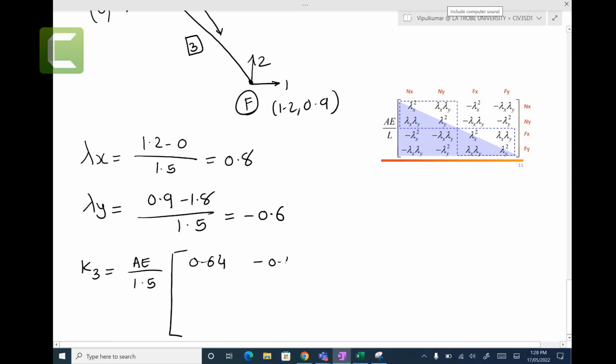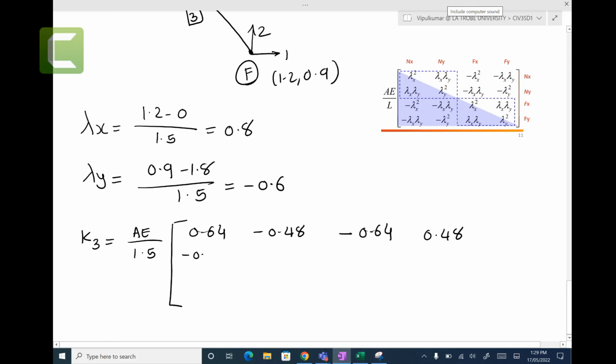0.8 times 0.6 minus 0.48. So this is a minus sign, and 0.8 squared is 0.64. And this one is a minus sign, and I will write it for you: 0.8 times minus 0.48. So that becomes, sorry, minus 0.6. So that becomes positive 0.48. So I hope it makes sense.